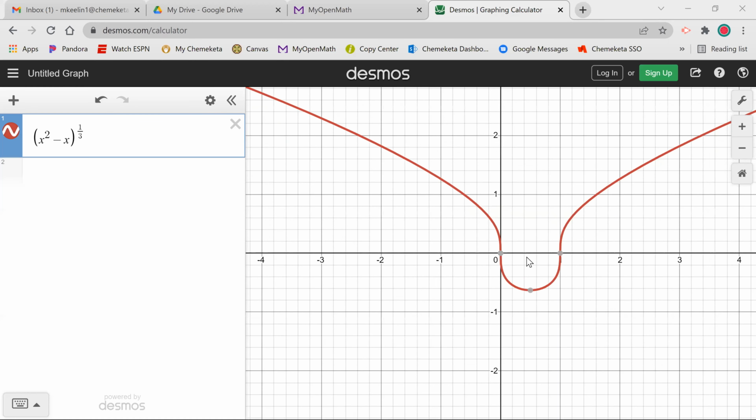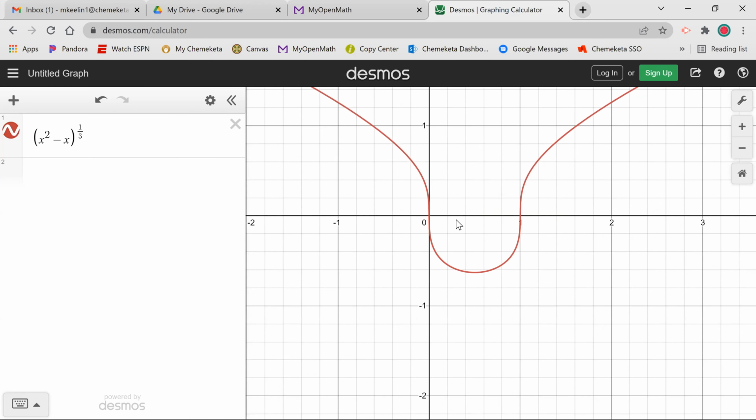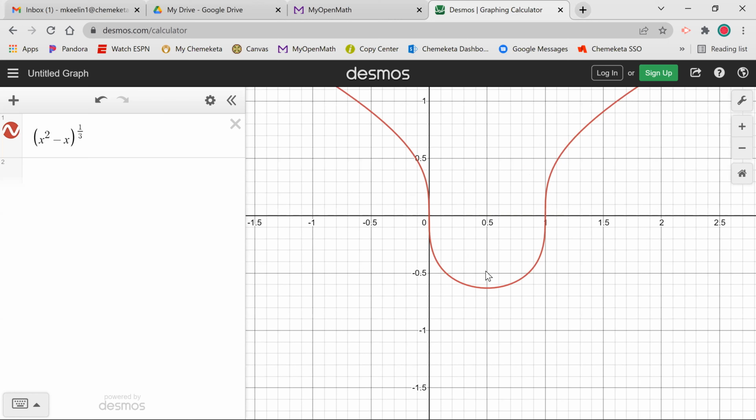And so if we zoom in on this and we look, when x is 1/2, we see we have a minimum. When x is 0 and 1, those are points where our derivative was undefined. So we have vertical tangent lines at those points. So those are neither minimums nor maximums, even though they were critical points.